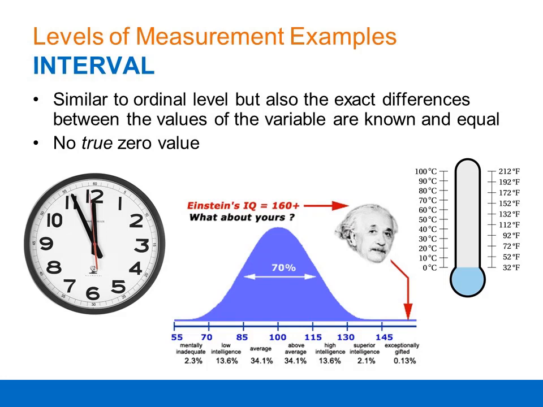Temperature is also considered an interval level variable because there's no true 0 value. Of course, we could have a temperature that's 0 degrees Fahrenheit, but 0 degrees Fahrenheit is not the same as 0 degrees Celsius. Therefore, there is no true 0 value on a thermometer. IQ is also an interval level variable because there is no true 0 value.